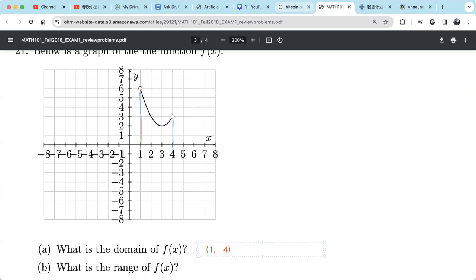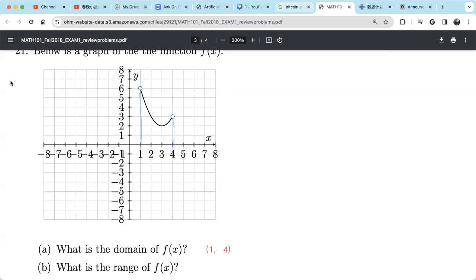So we use open parentheses and close parentheses. This is the interval notation. So the domain of this given function as a graph is from 1 to 4, not including 1, not including 4. We use open parentheses and close parentheses.